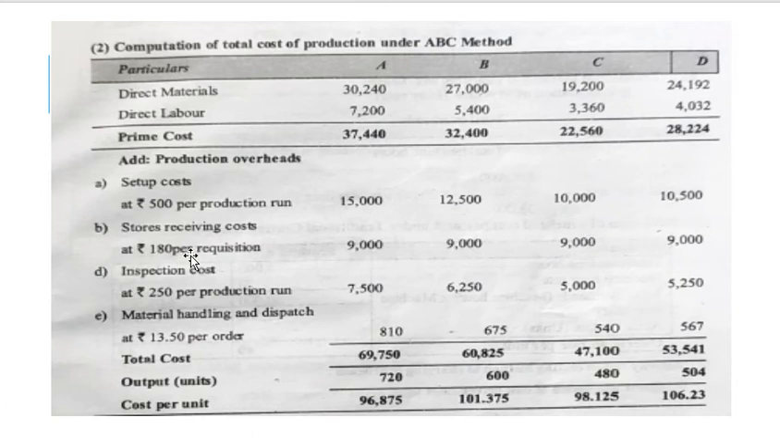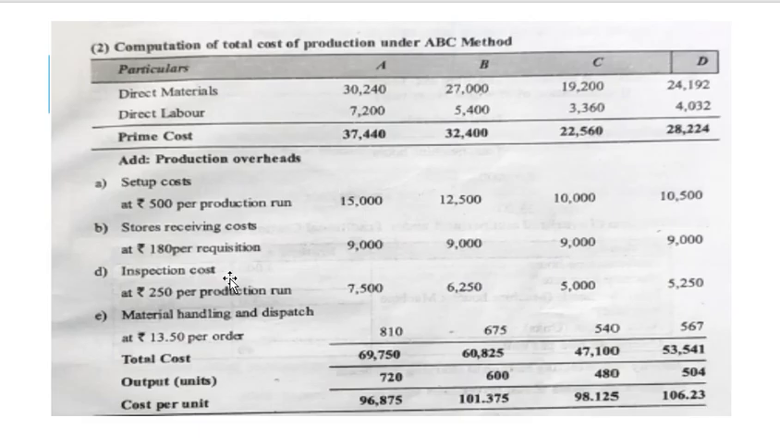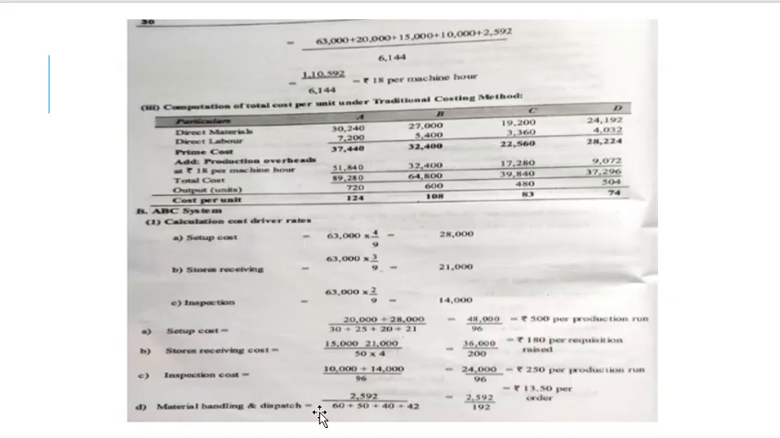Then our next activity is stores receiving cost, for which we have got rupees 180 per requisition raised. The requisition for one product is 50, so for four products it is 200. For each product it is 50, so 50 into 180 will give you 9,000. As it is 50 for all the products, the cost will also be the same. Next is inspection cost as per the calculation. Inspection cost is based on production run.